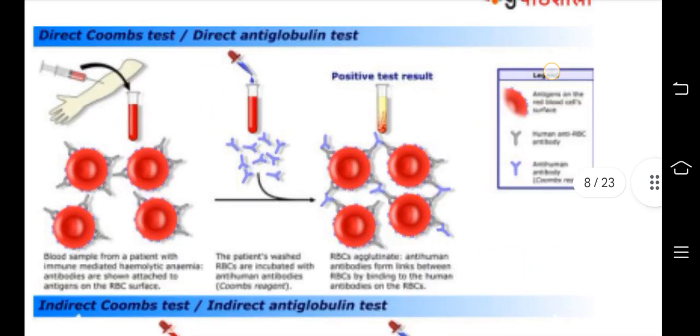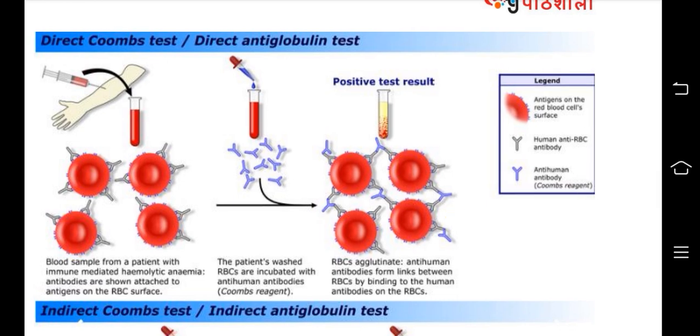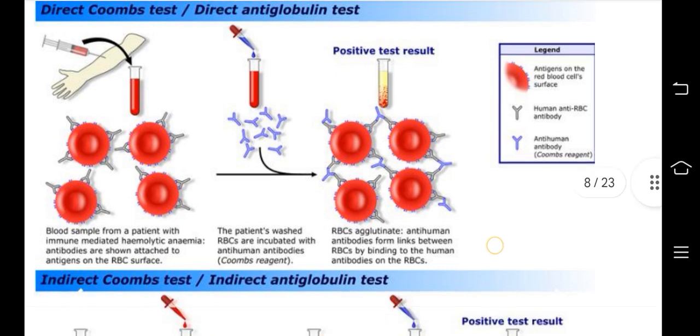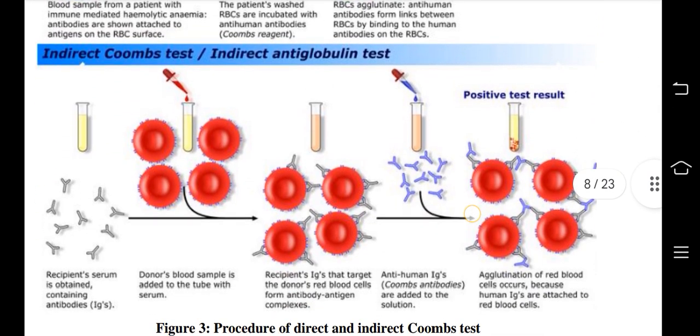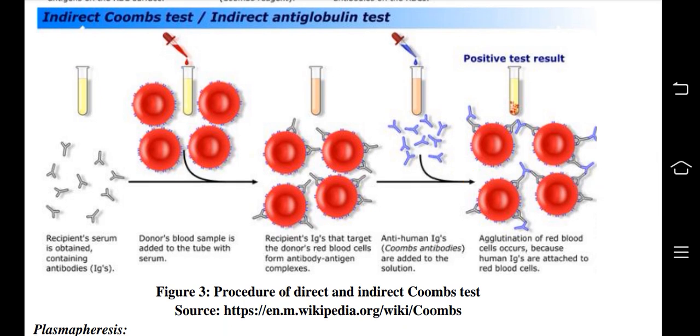So here we could see the direct Coombs test, or direct agglutination test. Blood sample from a patient with immune-mediated hemolytic anemia. Antibodies are shown attached to antigens on the RBC surface. The patient's washed RBCs are incubated with anti-human antibodies or Coombs reagent. Then RBCs agglutinate. Anti-human antibodies form links between RBCs by binding to the antibodies on the RBCs. Positive test result.